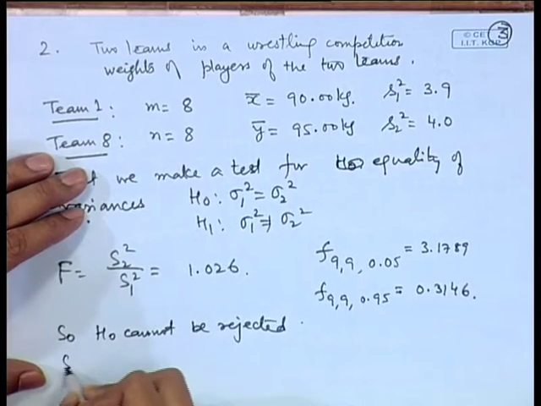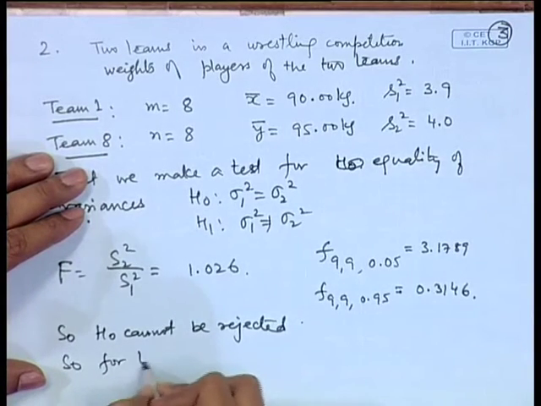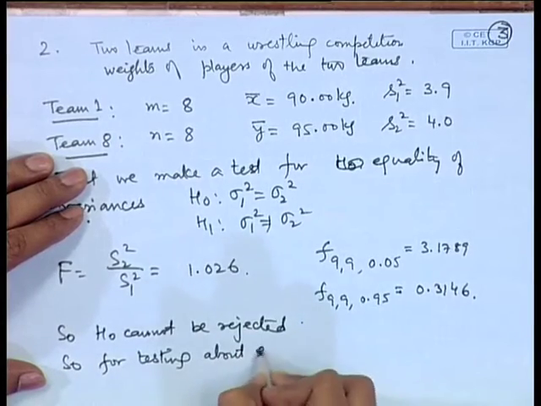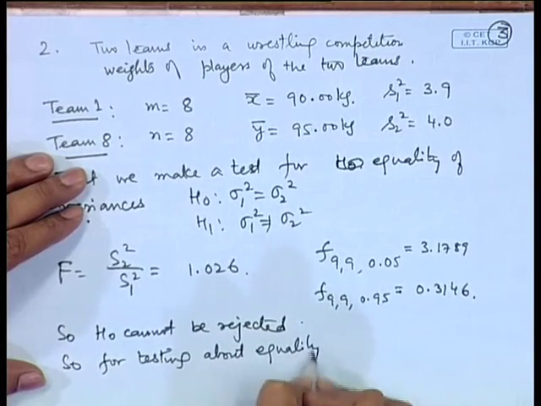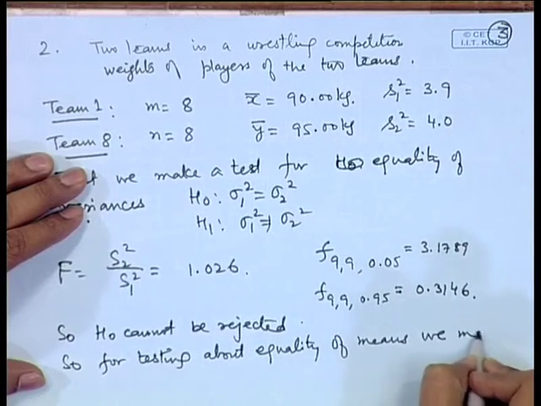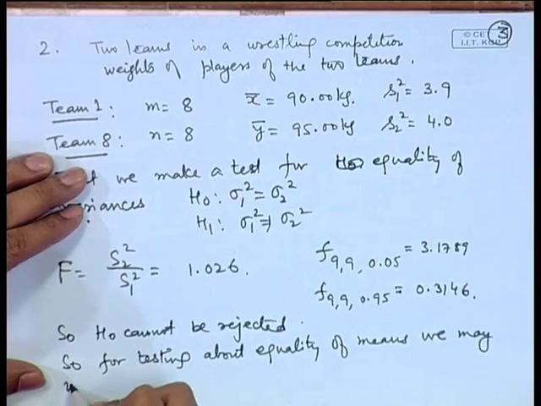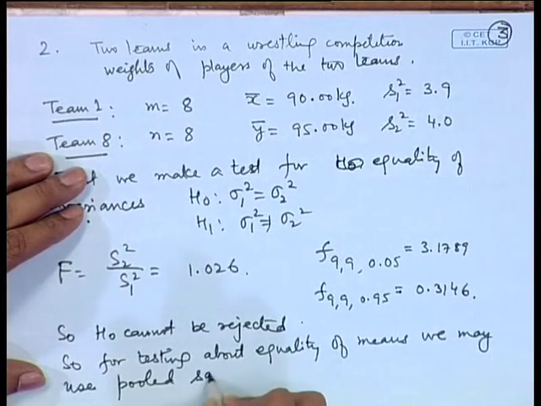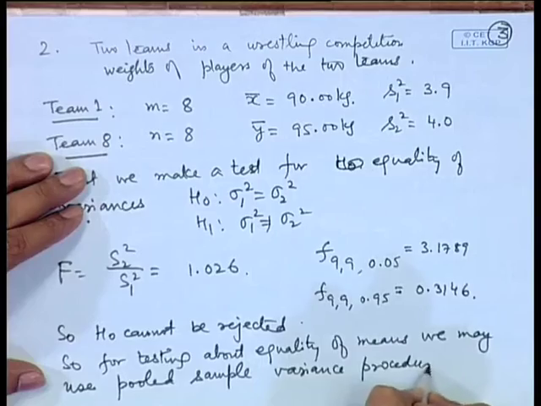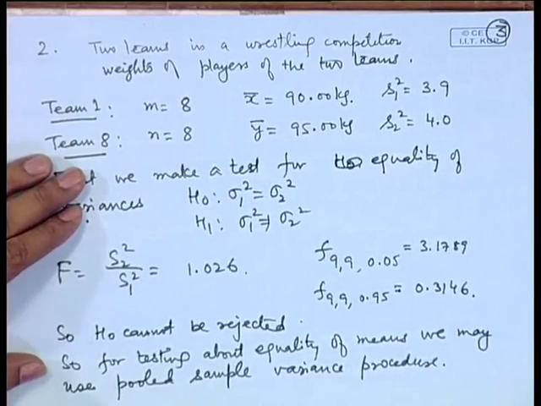So, for testing about equality of means, we may use the pooled sample variance procedure, that is the S P square formula.